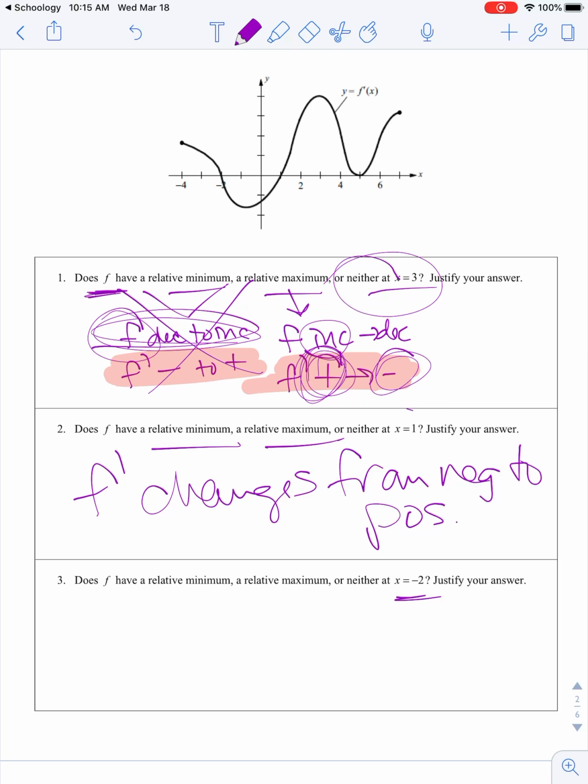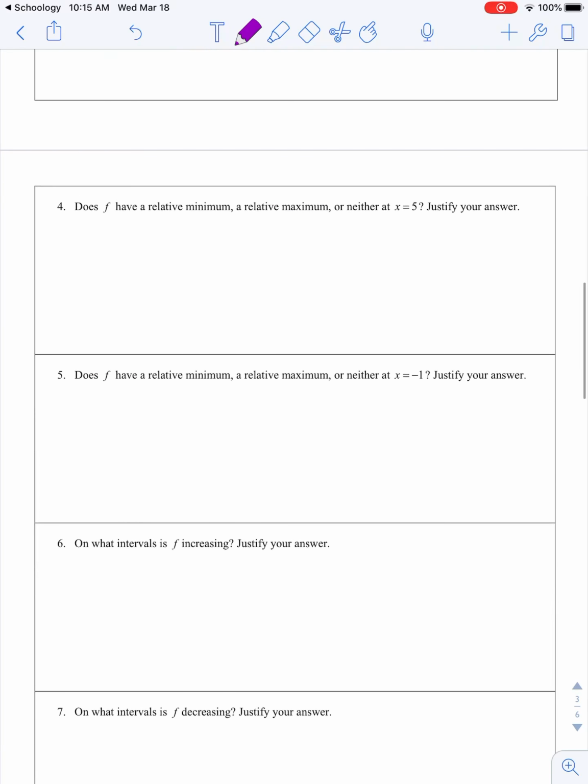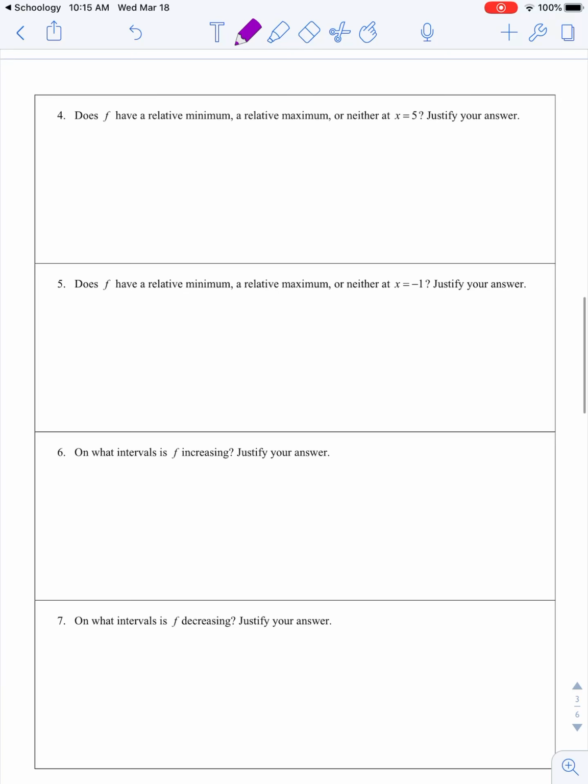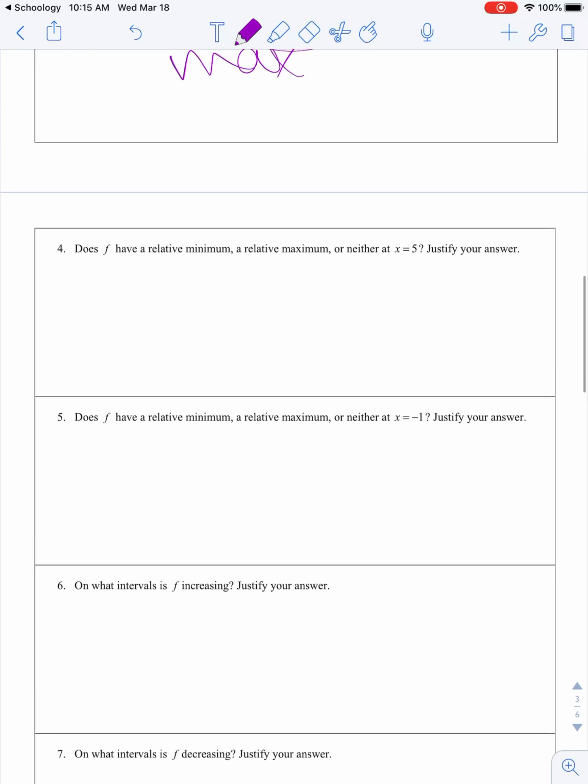Okay, let's look at number 3. What's happening at negative 2? So here's negative 2. We want to know, does the function f, well, what is the derivative doing? The derivative is changing from positive. And really, I'm just tracing it from left to right. If I trace this, it's positive, and then at negative 2, it changes to negative. So it's changing from positive to negative, creating a relative maximum. Okay, and again, you're always going to have to justify your answers. Make sure you look at the answer key and look at the justification on that. Okay, so same idea for 4 and 5.